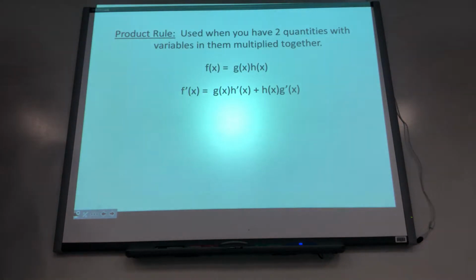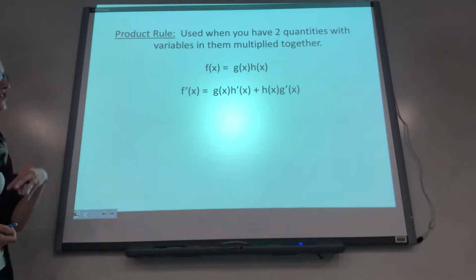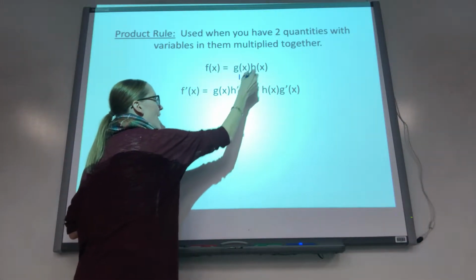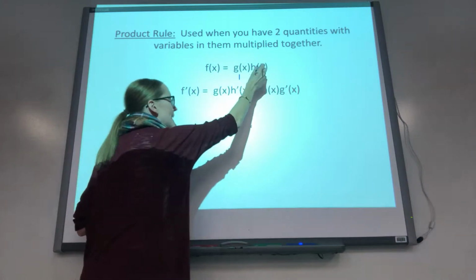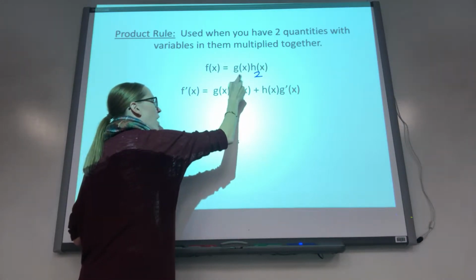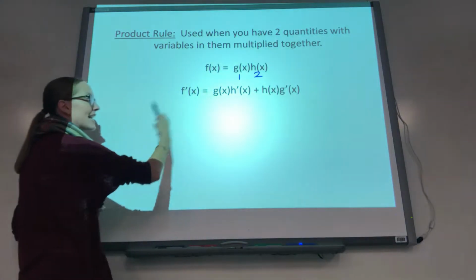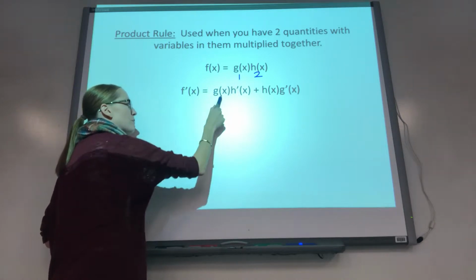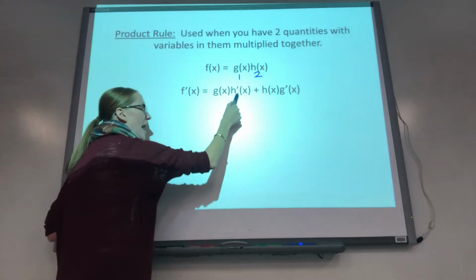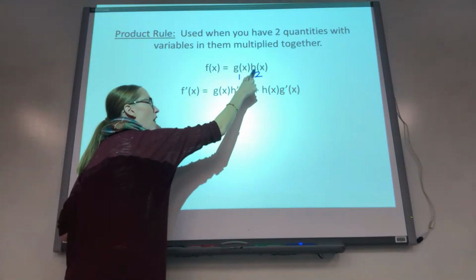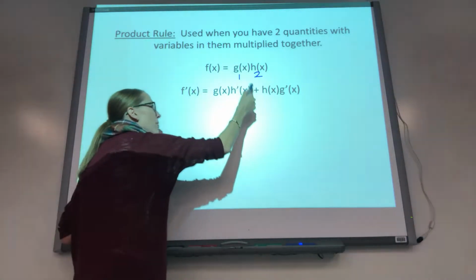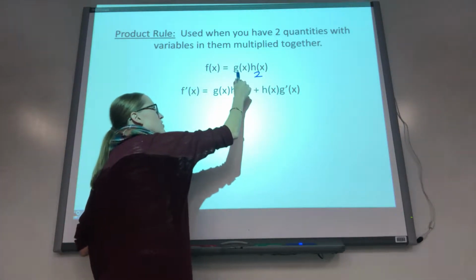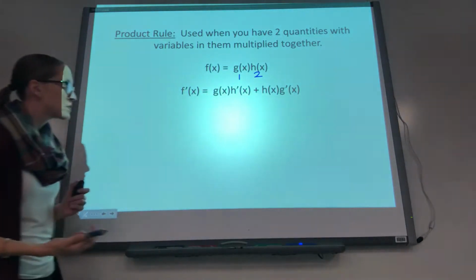Now again, you're not going to know what's g and what's h. You're not going to see the g and see the h. You're just going to have one part here with x and another part over here with x. I'm going to call this part 1, this part 2. So to take the derivative, you first go with 1, the first part of your function, multiply that by the derivative of the second part, plus the second part times the derivative of the first part.